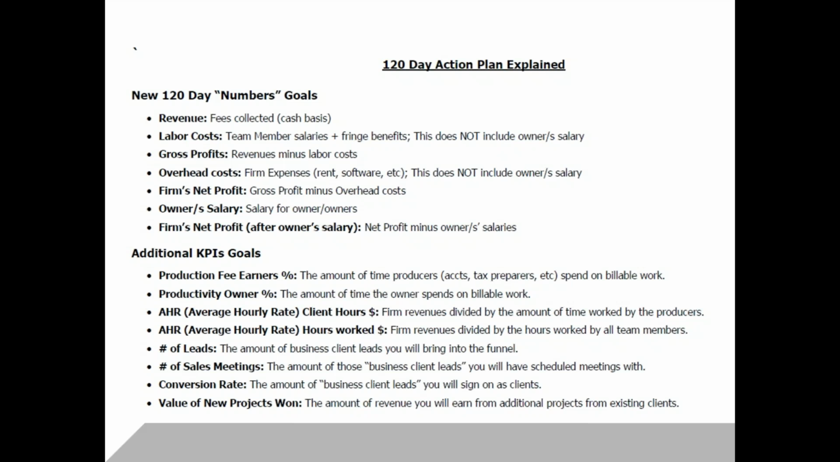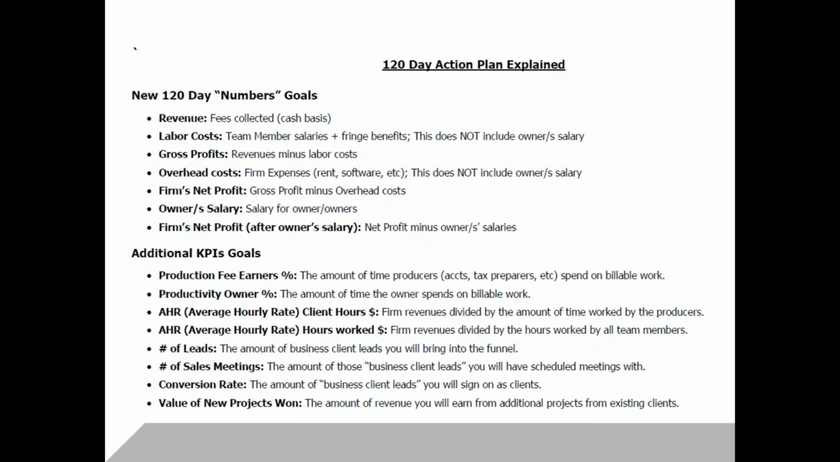It's the revenues for the firm, $500,000 divided by all the hours, admin hours and the producers' hours. And let's say that number is 7,000. Now you've got 500,000 divided by 7,000. That's like $71, so that's on the low side. You want that number to be about $100.